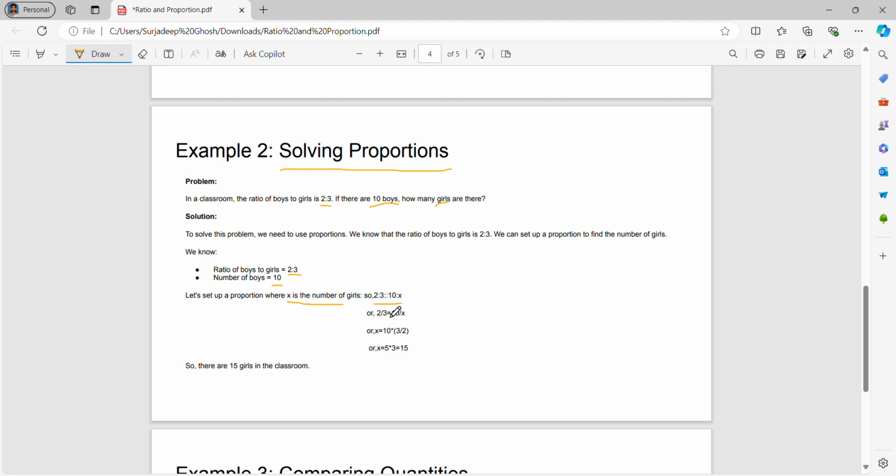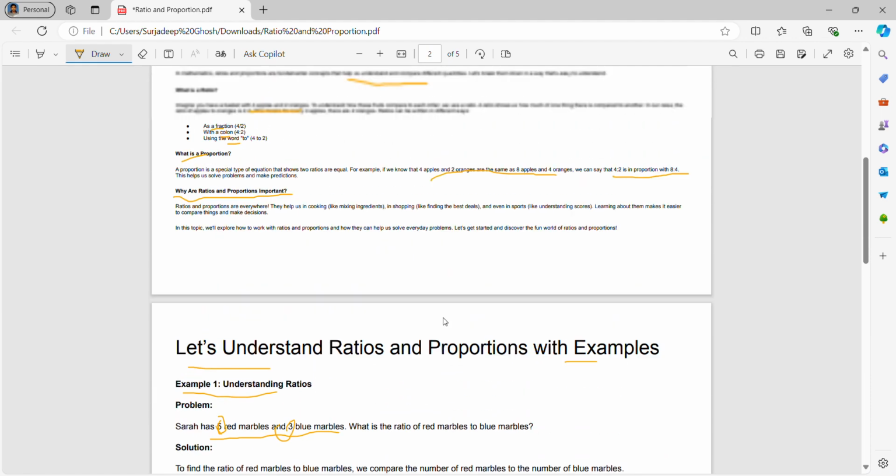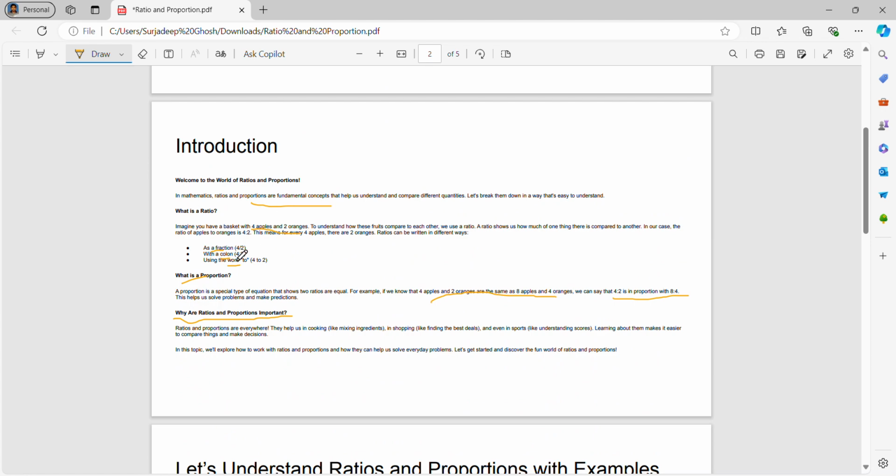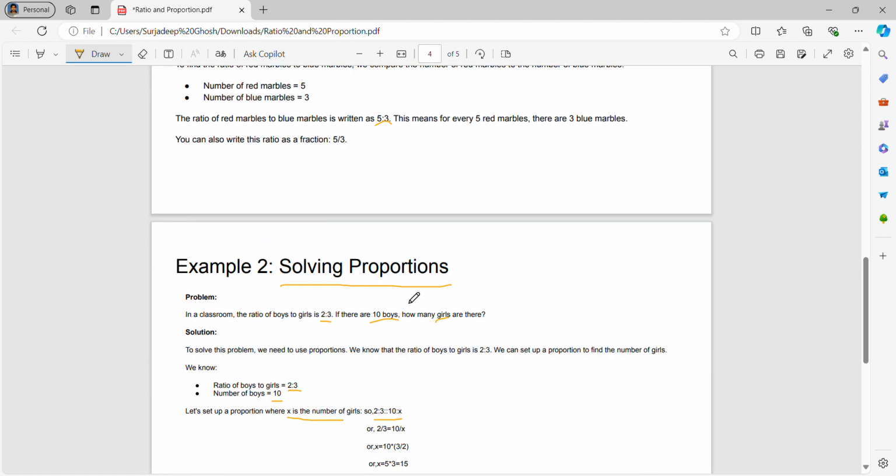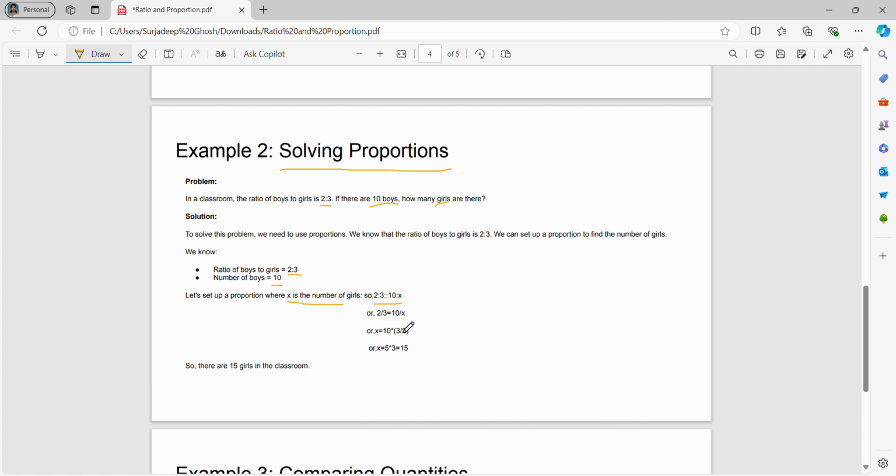So we already know that 2 is to 3, we can write it as 2 by 3 equals 10 by x. We write it as a fraction. Okay, so 2 by 3 equals 10 by x. So we move x to this side and 2 by 3 to this side. What will x be? x equals 10 into, we interchange the denominator and numerator, it is 3 by 2. 2 and 10 cancel out and it gives 5.